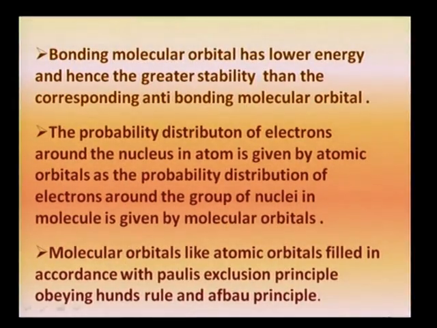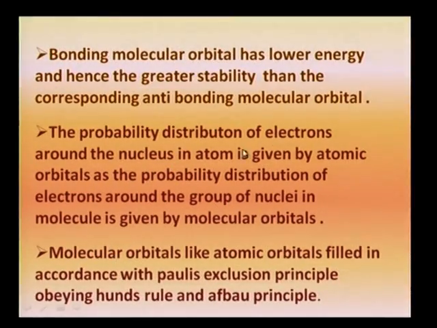The fifth salient feature of molecular orbital theory is bonding molecular orbital has lower energy and hence greater stability than the corresponding anti-bonding molecular orbital. We already know energy is inversely proportional to stability. So, bonding molecular orbital has lower energy, then it has greater stability. So, bonding molecular orbital has lower energy and greater stability than the corresponding anti-bonding molecular orbital.